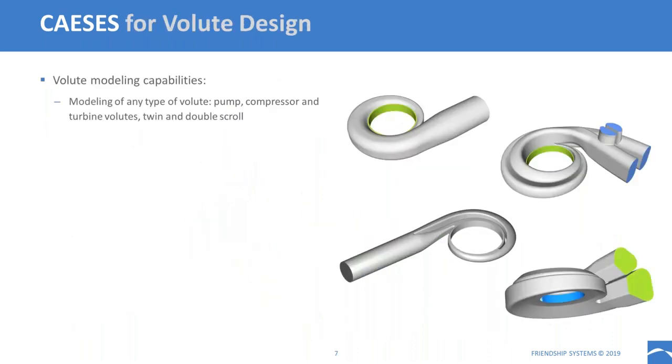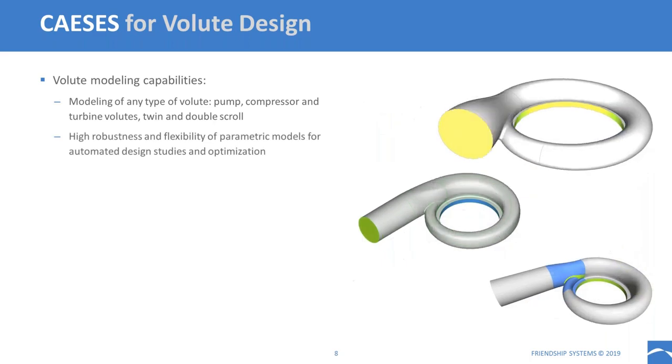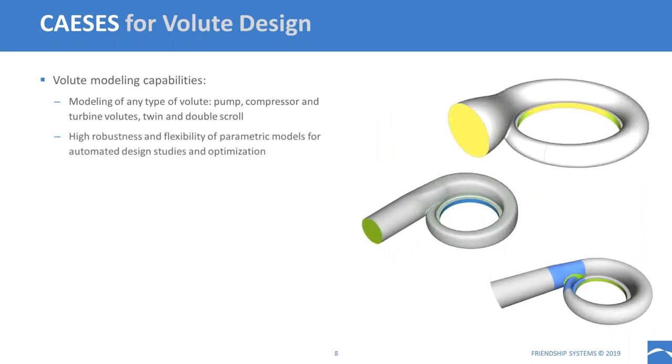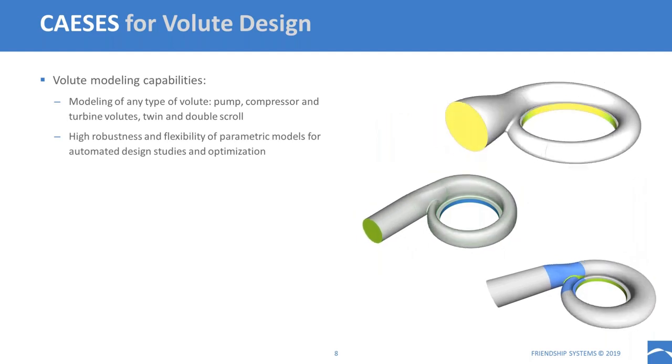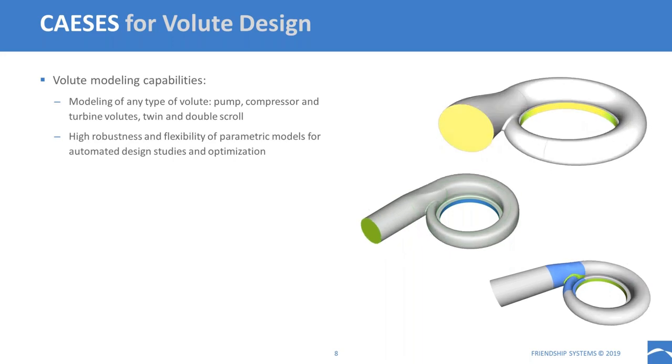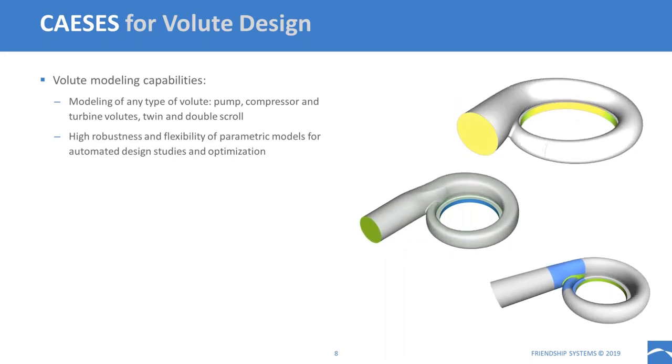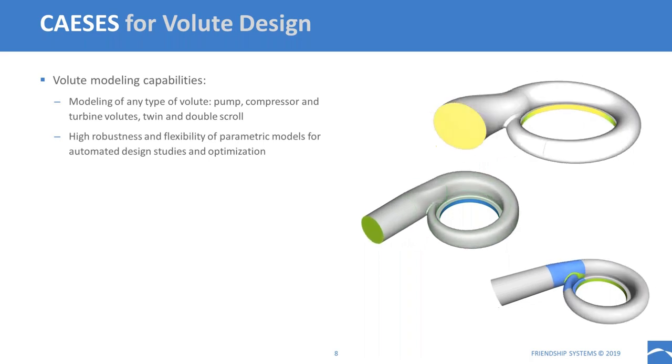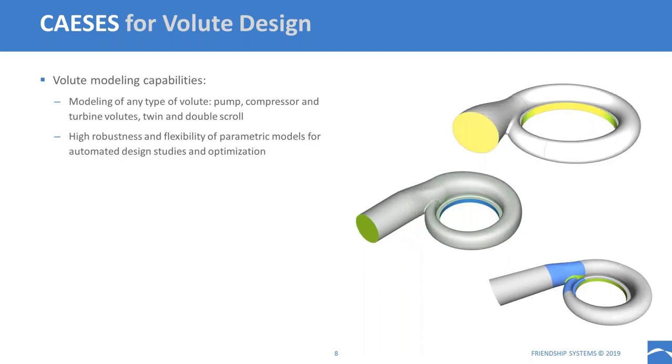So now I would like to focus a little bit on volute design. So what are specifically some key capabilities of CAESES for volute design? First of all, we can model any type of volute: pump, compressor, turbine volutes, all kinds of different configurations. So for example, twin, double scroll volutes, things like that. So there is no limitation in that. Of course, as I mentioned before, we want to have a high robustness and flexibility of these parametric models for our automated design studies, so that we can change all the parameters that we used in the modeling of the volute very freely and get feasible design variants.